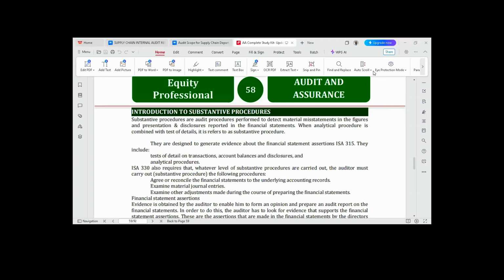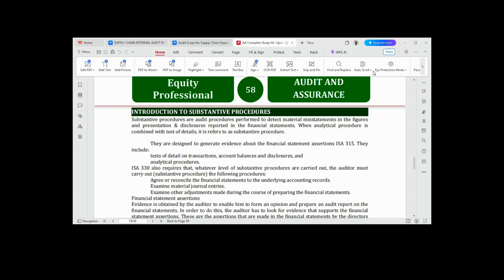Now, remember I said that there are two tests to be performed before you can place reliance on the client's internal control system. What are the two tests? Test of controls and test of detailed transaction. What is test of control? Tests of controls are tests carried out in order to assess the efficiency and effectiveness of the client's internal control system.